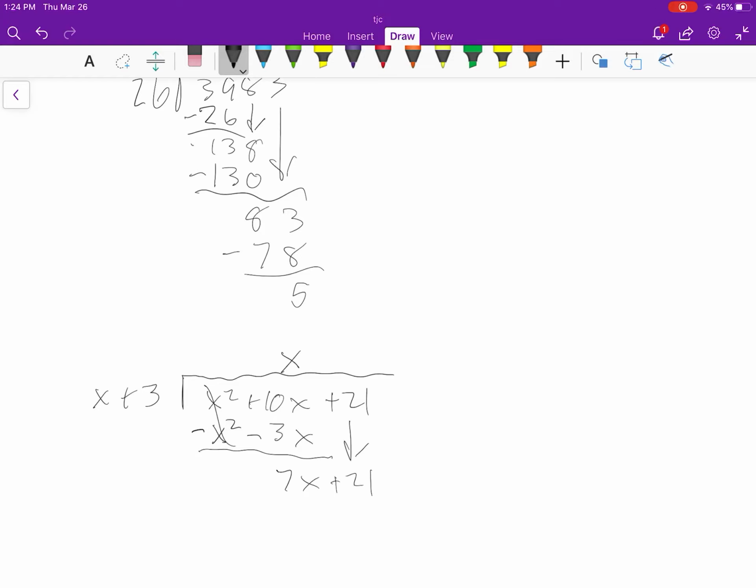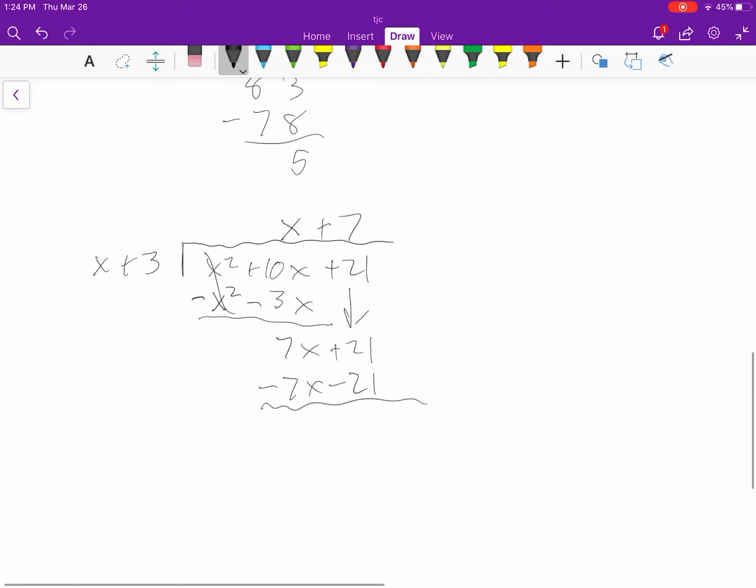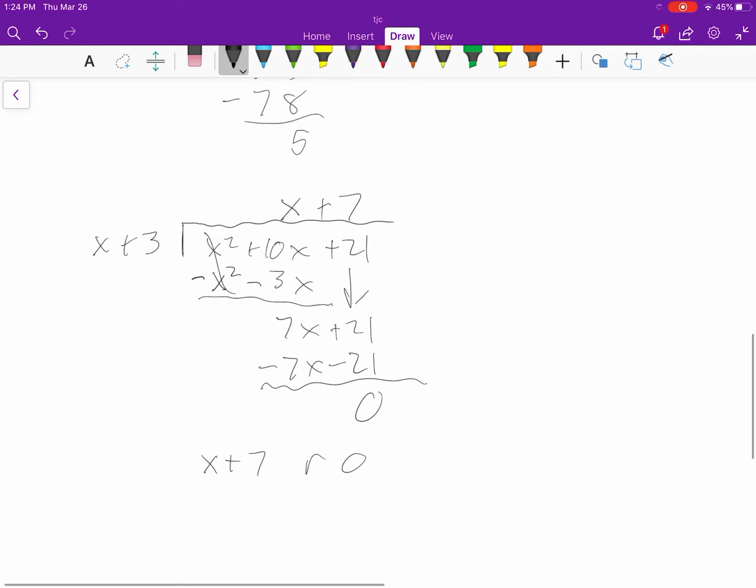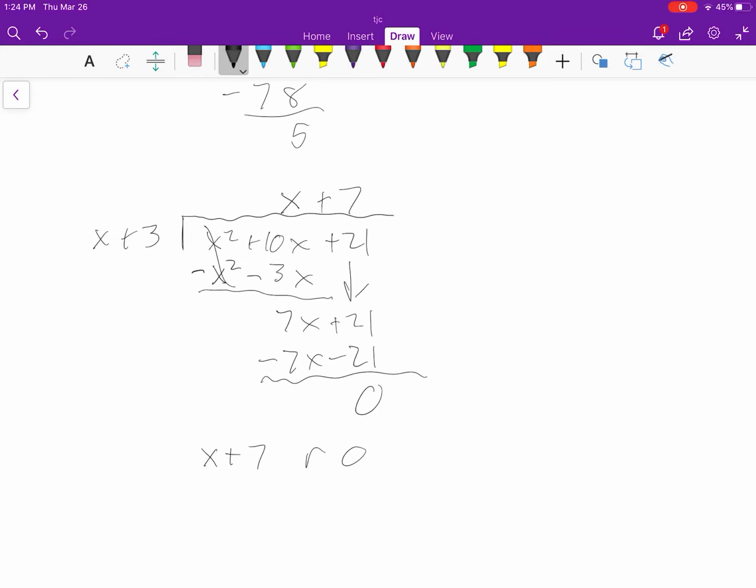Okay, now we ask ourselves, what times x equals 7x? Well, it's going to be plus 7, so we're plussing 7. And we multiply both the 3 and the x by 7, so we get 21, and then 7x. And then we change the sign, just like we did above, and we get a remainder of 0. So we know it factors. So x squared plus 10x plus 21 divided by x plus 3 has a quotient of x plus 7 with a remainder of 0. Okay, so there's your simple example.